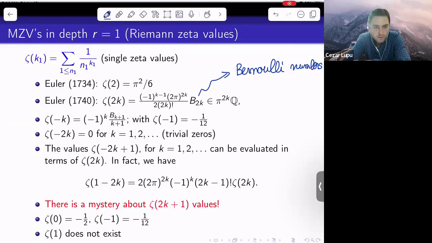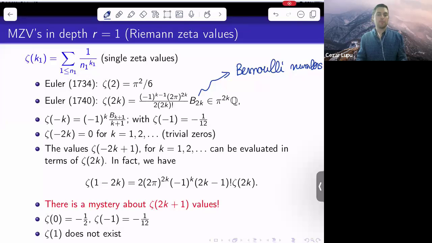Of course, I wrote it twice. I don't know why. Zeta of negative one. And of course, zeta of one does not exist. Like I said, for the Riemann zeta function, the value one is a pole. But there is a mystery here.